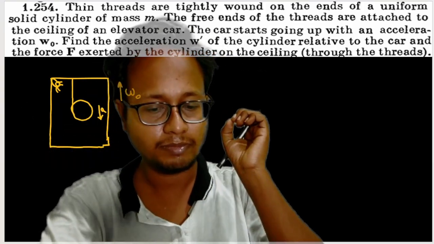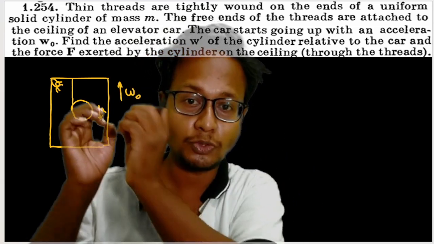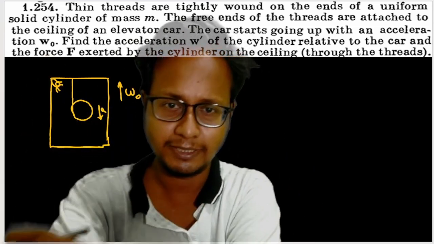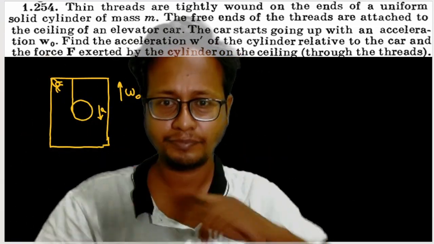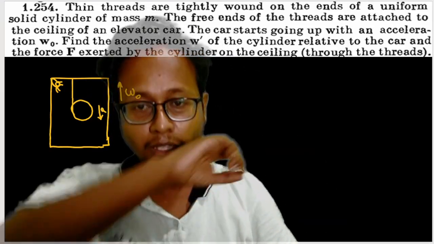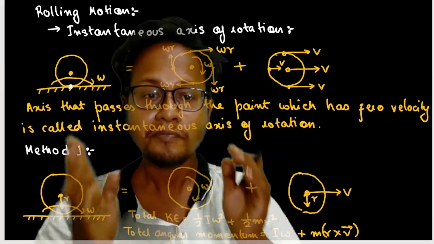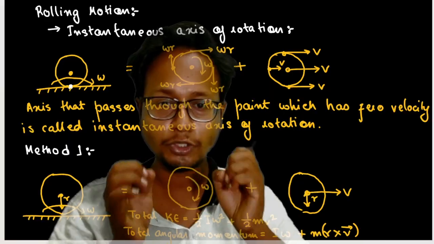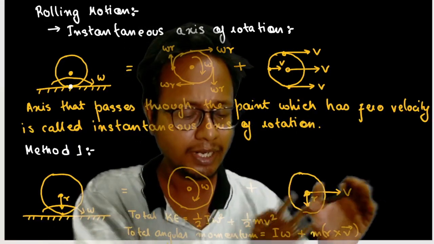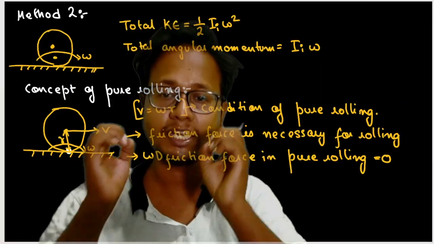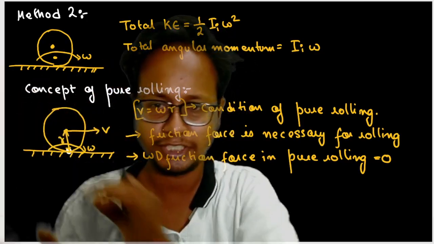But the thing that I'm going to do out here is solve this question by two different methods. The first one is method one. Rolling motion is nothing but a combination of rotational motion plus linear motion. The second concept that I'm going to use is the instantaneous axis of rotation.